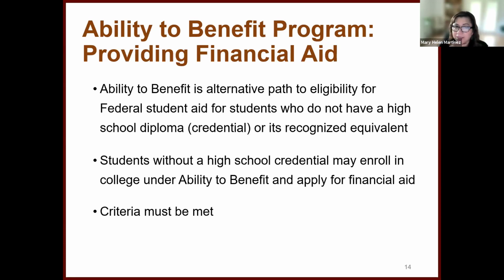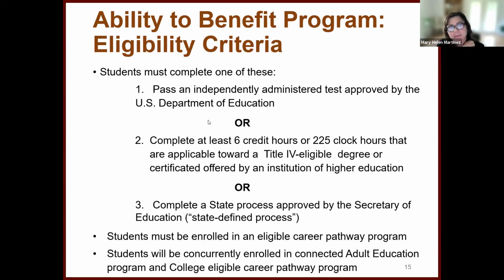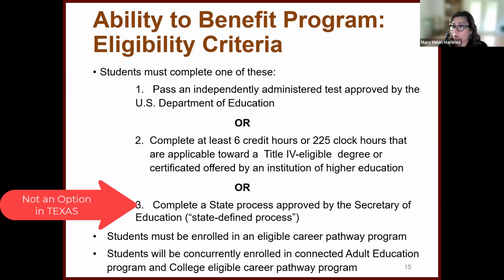This is the federal financial aid program. Of course, there's criteria that must be met. Students must complete one of the following: either pass an independently administered test approved by the U.S. Department of Ed, and at the end of this slide deck, I have a link to that federal register that has the approved tests, or, and it's an or because it's just one of these, complete 6 credit hours or 225 clock hours applicable toward a degree or certificate offered by an institution of higher ed, or complete a state process approved by the Secretary of Education, which is a state-defined process. And in Texas, we do not have option 3. So option 3 is off the table. So it would be either option 1 or 2.